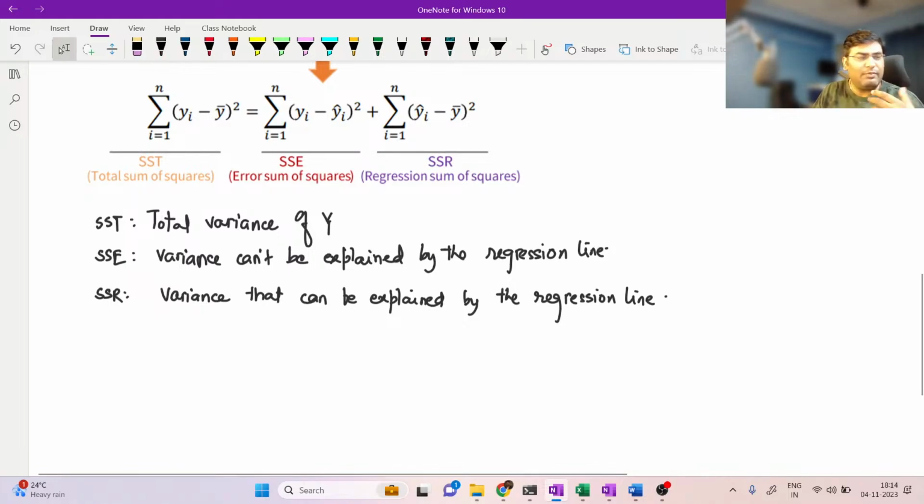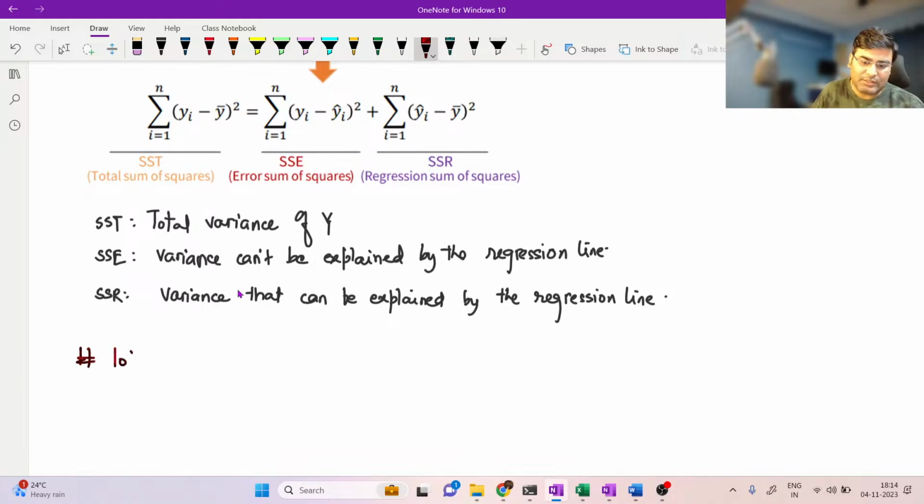So now I'll go into all of those one by one mathematically so that it makes a lot of sense. So let's put the heading, total sum of squares, and let's double click on it.